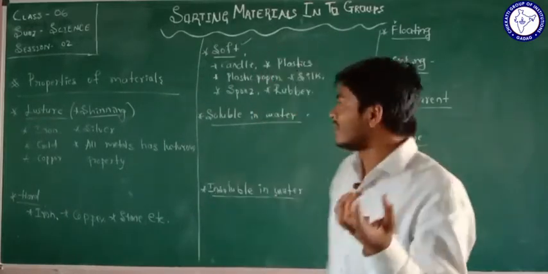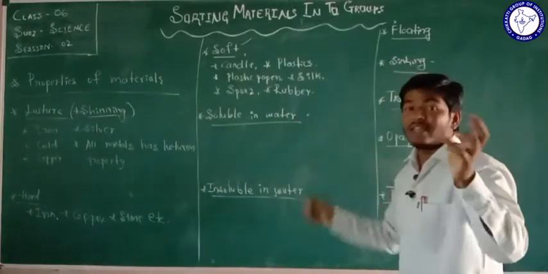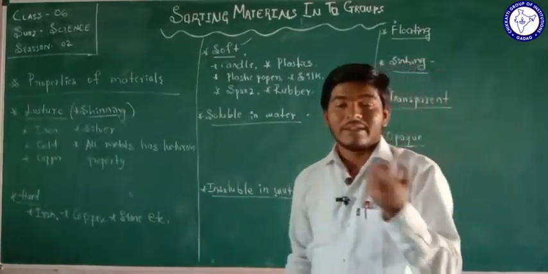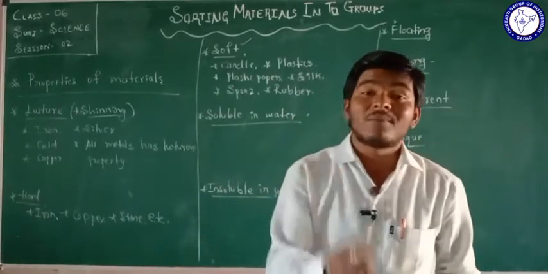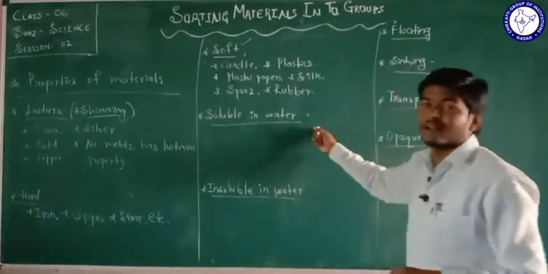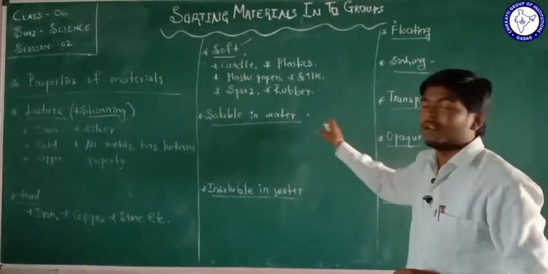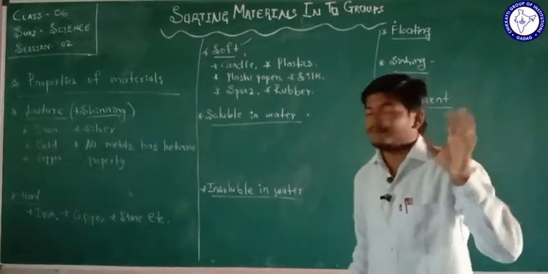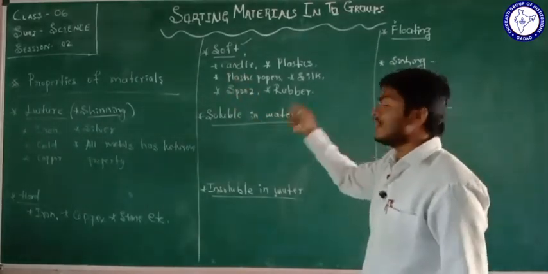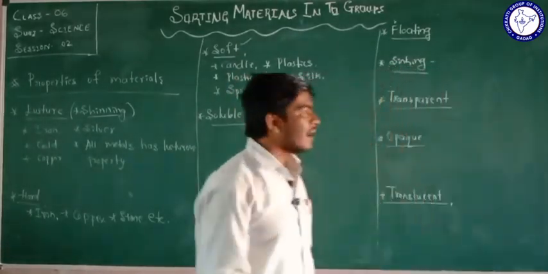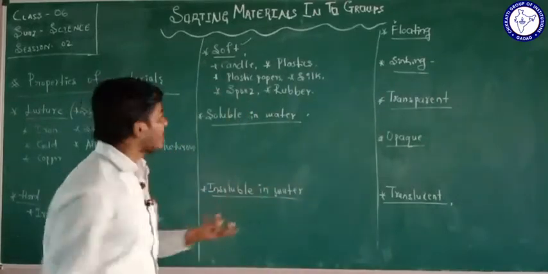So I am considering here the property of being soluble in water. They are soluble in water. The sugar and salt are soluble in water. Those components are called soluble in water. So now I am grouping the components based on another property, which is called solubility in water. What are the components that are going to be soluble in water?